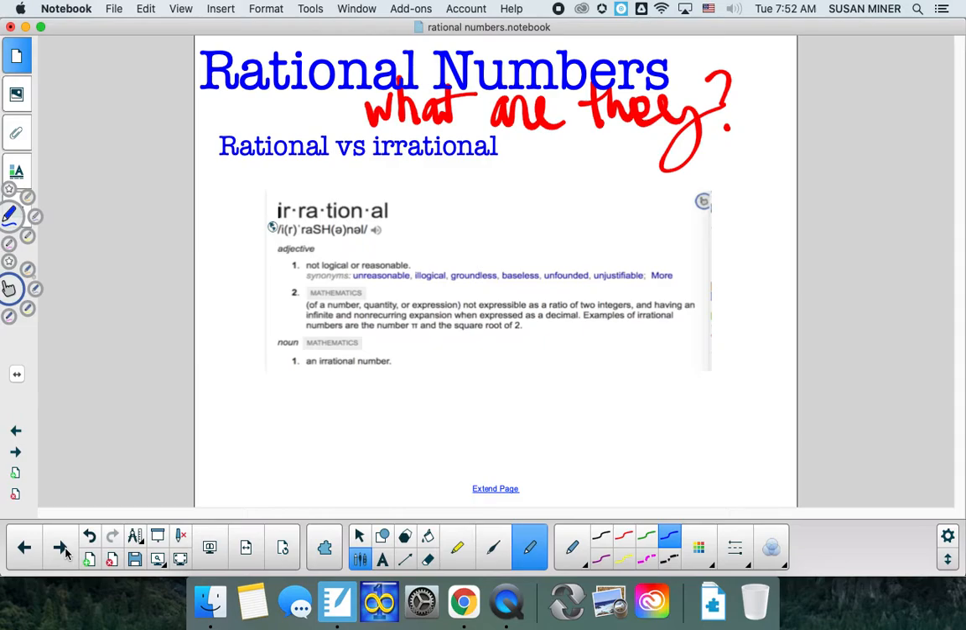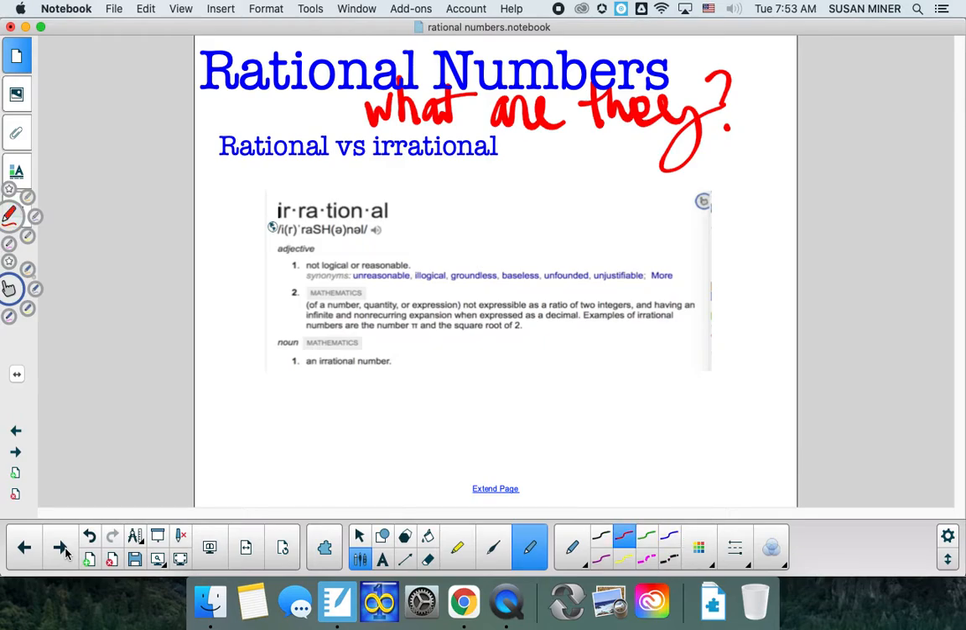Well, rational numbers, if you think of what the word rational means, it kind of makes sense. It follows an orderly pattern. It's kind of reasonable. It stays orderly, a logical sense. Well, irrational numbers are the opposite, right? They don't really make sense to us, and they seem illogical, or they seem like they are not in an orderly pattern.